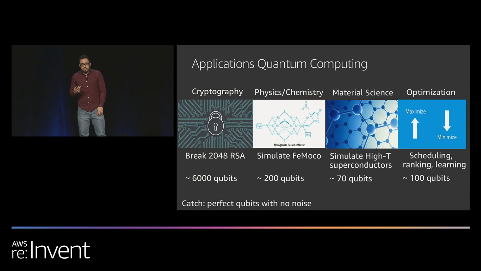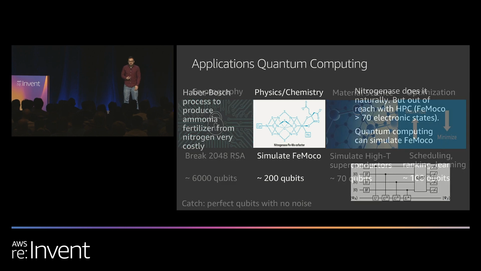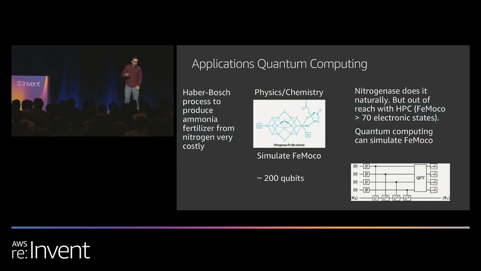Let me then dive into one more example, which is the second one, simulating this FeMoco molecule, because this points to the kind of applications that we really want to have eventually, and that are worth building a computer for. So this is in the direction of simulating physics and chemistry better. In this particular case, there is what we call the Haber-Bosch process. And this is a way to produce ammonia fertilizer from nitrogen.